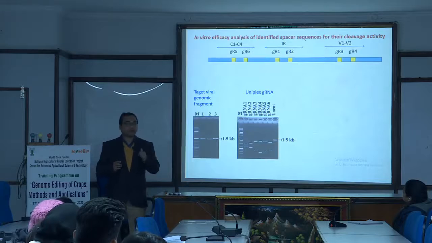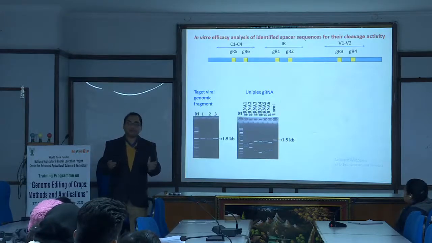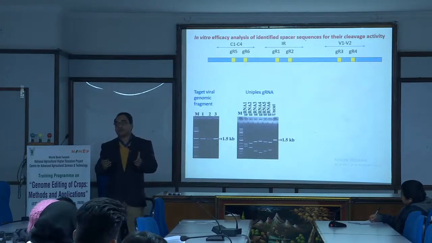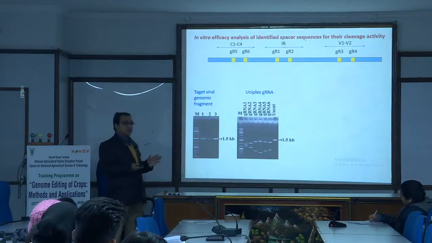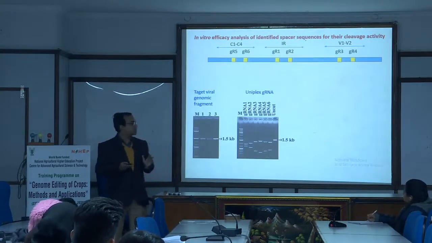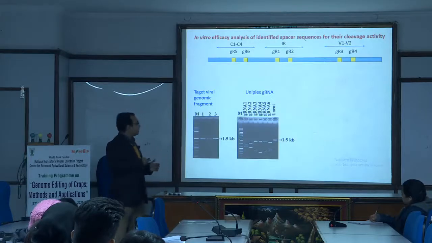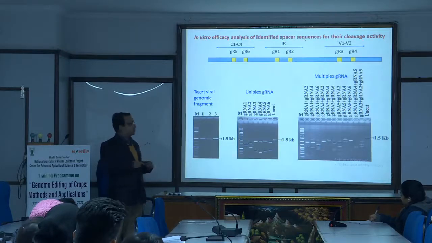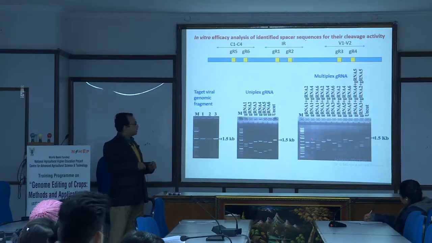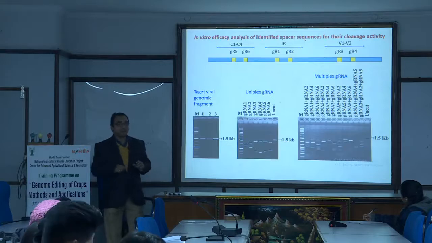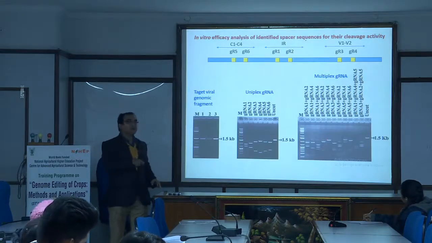Now, the question is, our target is to do multiplexing. So, if we put in a multiplexing condition, then what will happen? We took only duplex and triplex combinations, not more than that, because the combinations would be much more. Even for duplex, we have 9 combinations with the 6 gRNAs, and 2 triplex combinations we have chosen, and you can see so many cuts. So, if you use 2 at a time, the viral DNA will be chewed up by so many cuts.